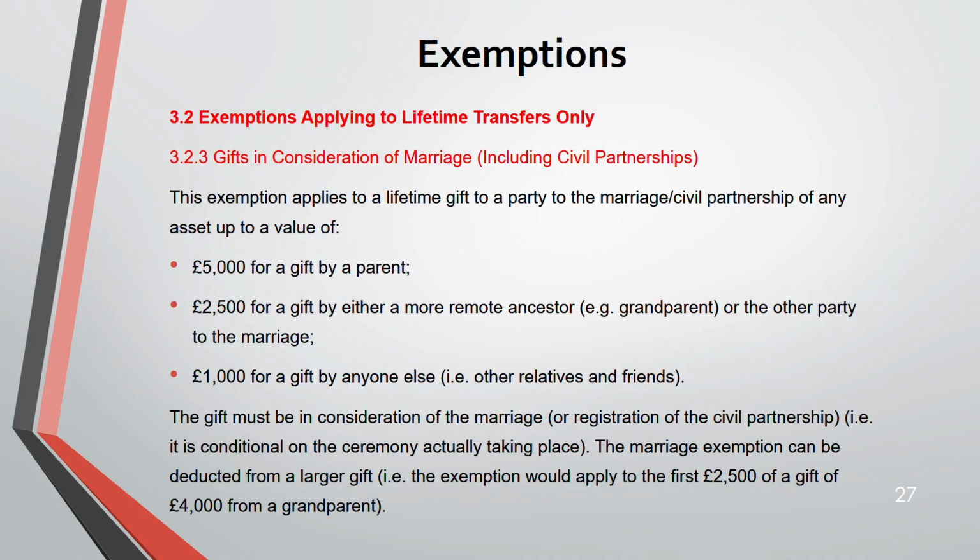Okay, so the marriage exemption can be deducted from a larger gift. Let's say the exemption would apply to the first 2,500 of a gift of 4,000 from a grandparent. Let's say you are having a gift of 4,000 from your grandparent. Out of that 4,000, you can deduct 2,500, because 2,500 is the limit if the gift is from a remote ancestor like your grandparent. So this is how the marriage exemption works.